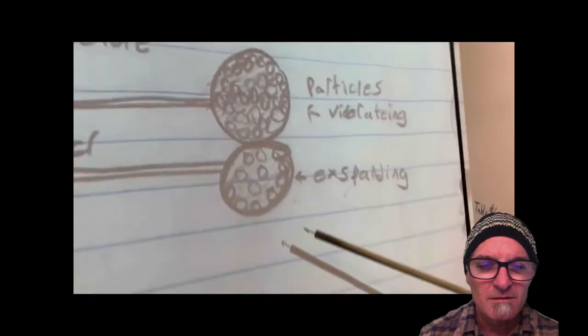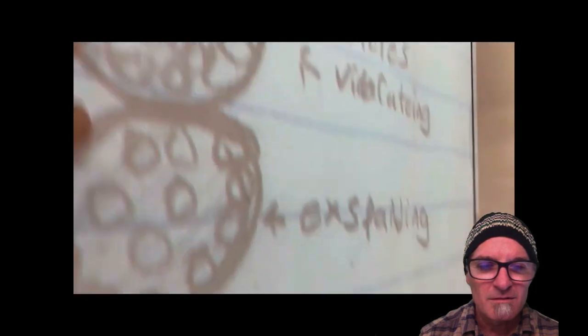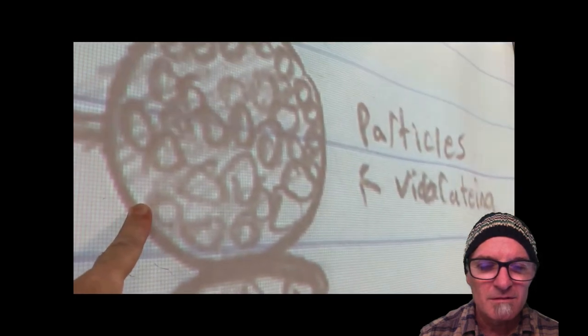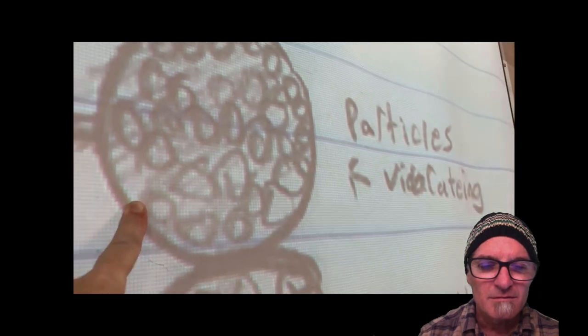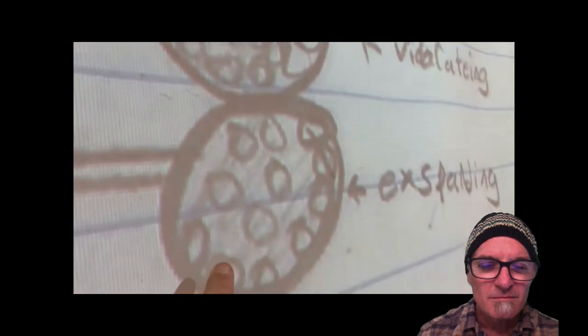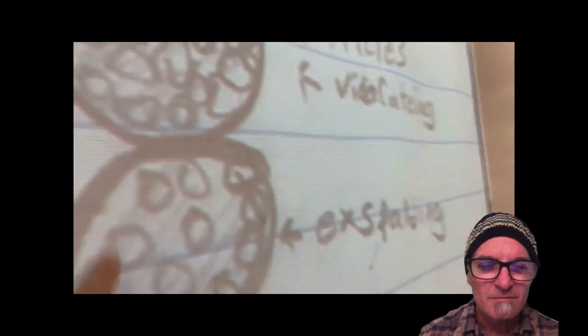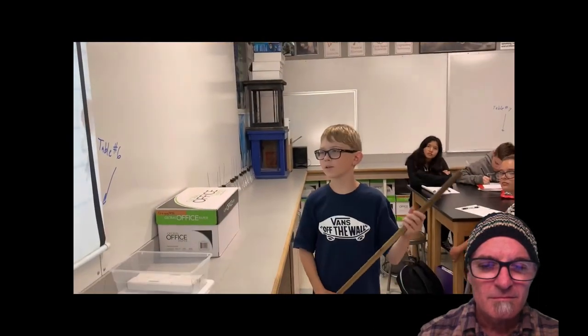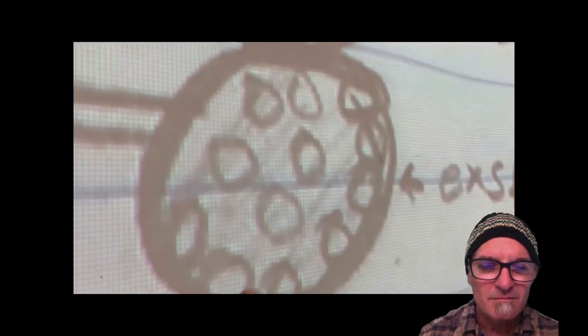So I'm just curious, really quick. Right here, this is less thermal energy, and are the particles smaller or bigger here? Smaller, or they're the same size. And right here, they're the same size? Yeah. So what's the only difference between the two? They're expanding. So you're saying the space between them is more here than here.